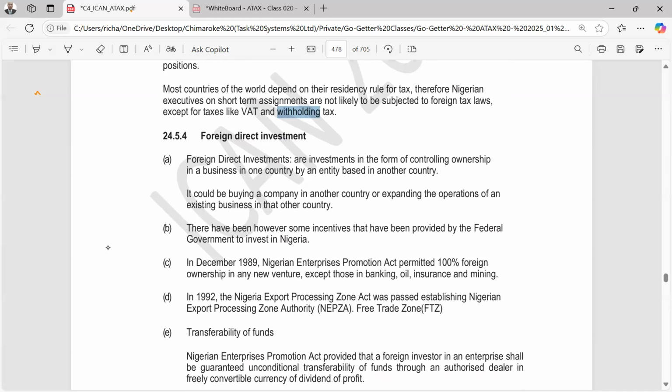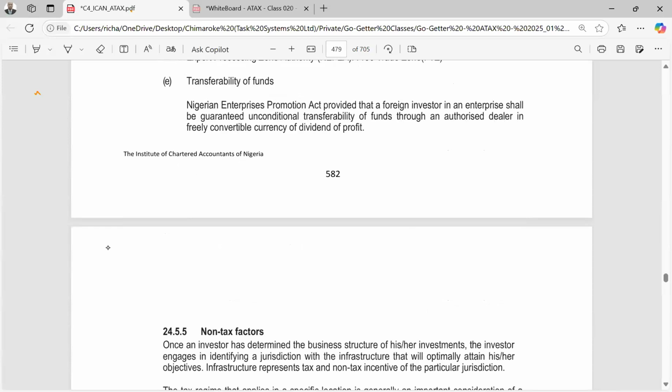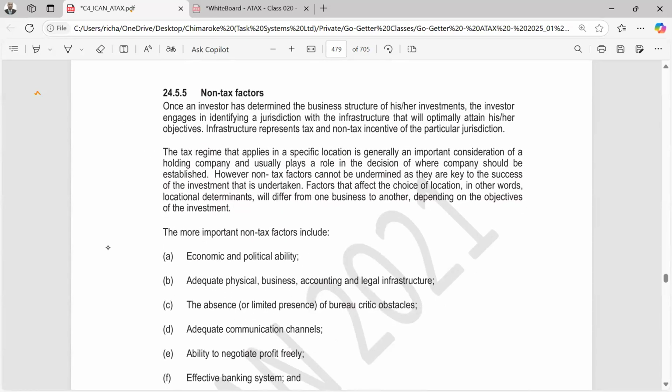So there are incentives that are available to people who are engaging in foreign direct investments. And so you need to read them up here. Then there are non-tax factors. Once an investor has determined his business structure, the investor engages in identifying a jurisdiction with the infrastructure that will optimally attain its objective, such that he will be tax shielded, not paying tax at all, or enjoy minimum tax.